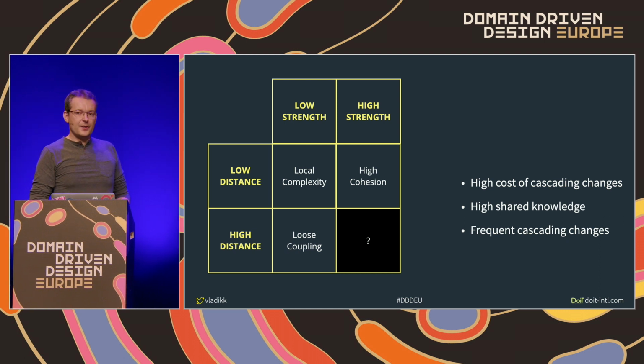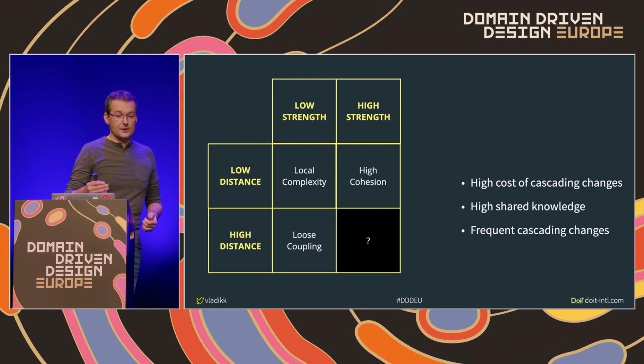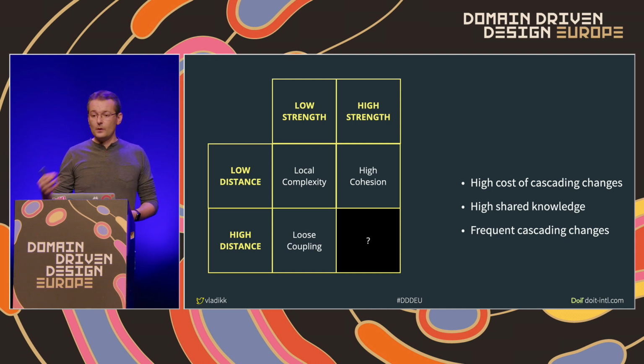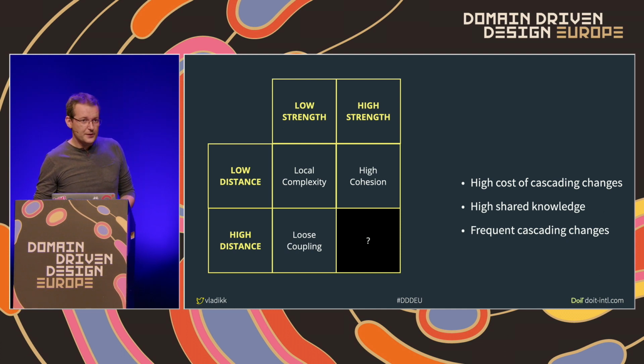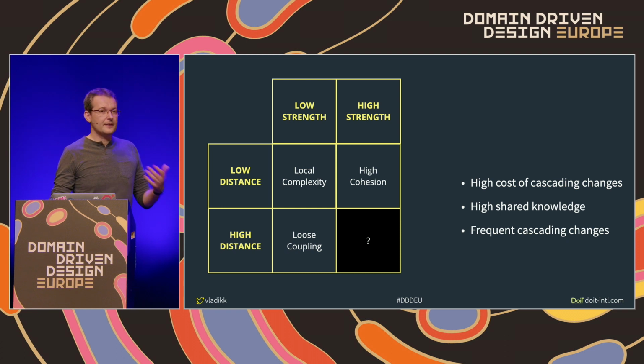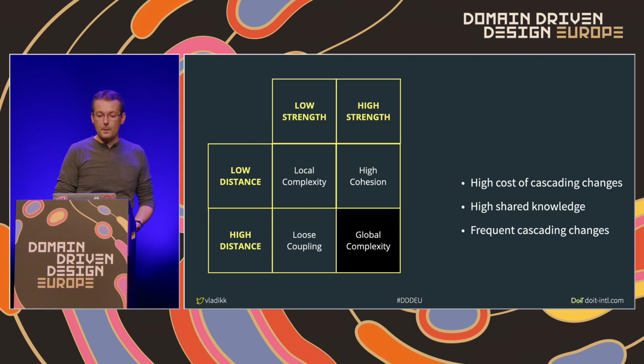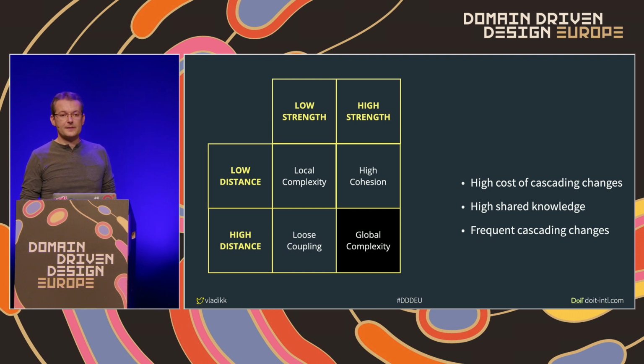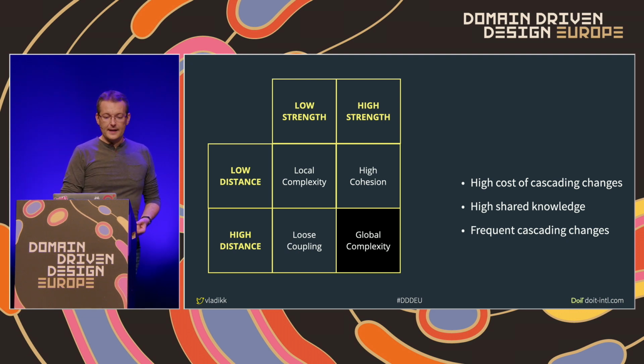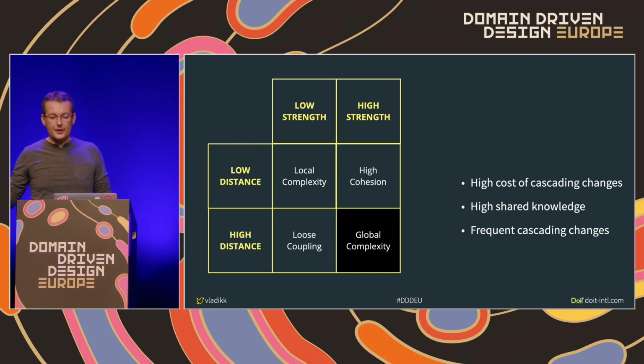And finally, high strength over high distance. Here, the shared knowledge is high, so the probability of cascading changes is also high. And to make matters worse, because of the high distance, the cost of implementing such changes is high as well. So what we have here is global complexity. This relationship increases the flow of knowledge across all the system, and it makes it more complex.